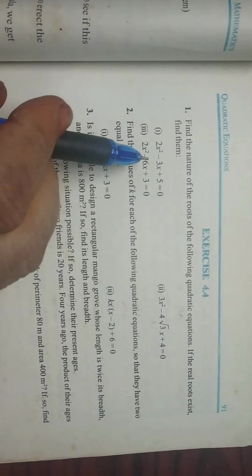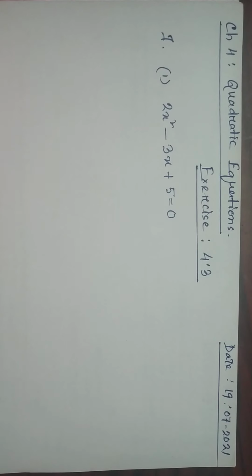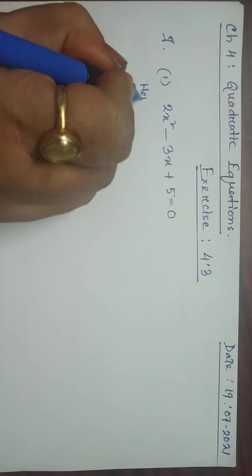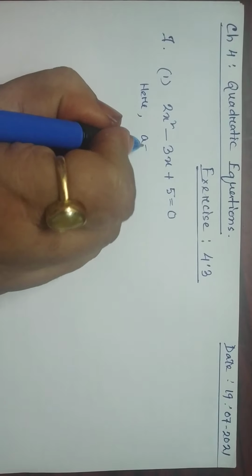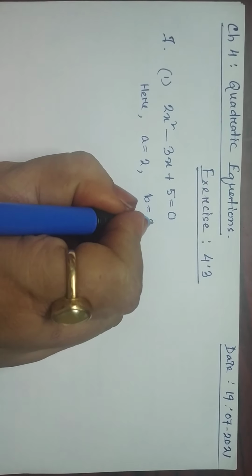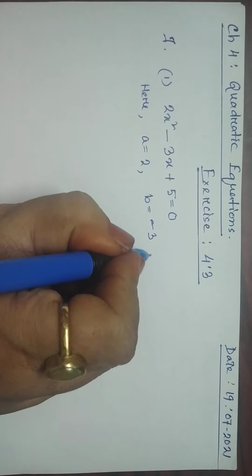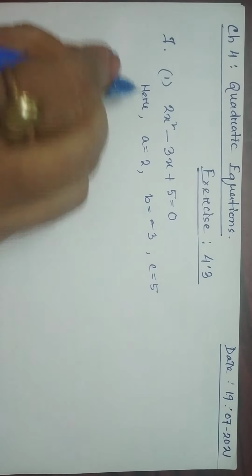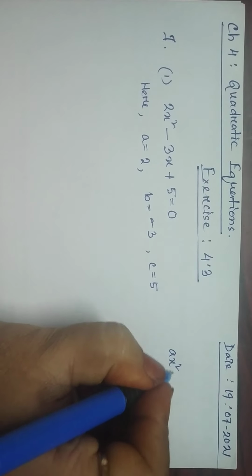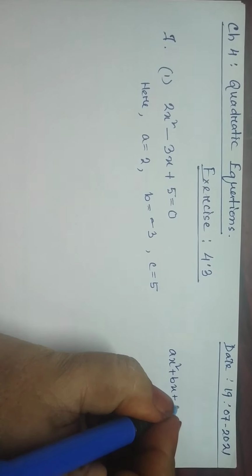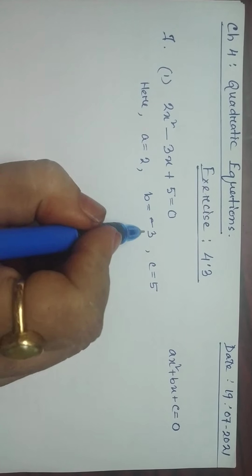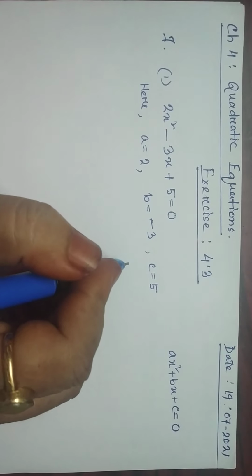First we will take question number 1. 2x square minus 3x plus 5 equal to 0. Here a equal to 2, b equal to minus 3 and c equal to 5, because we compare with the quadratic equation ax square plus bx plus c equal to 0. That's why a equal to 2, b equal to minus 3, c equal to 5.